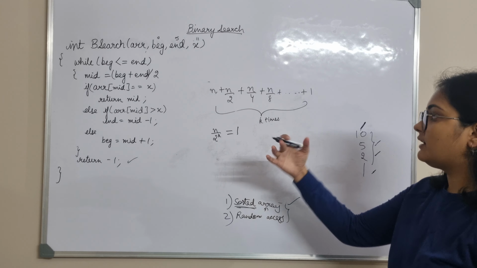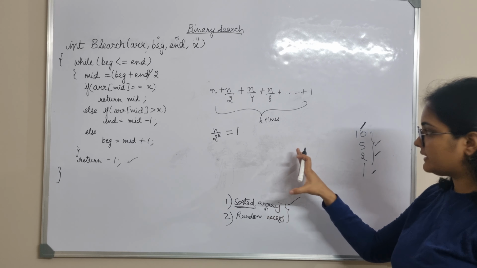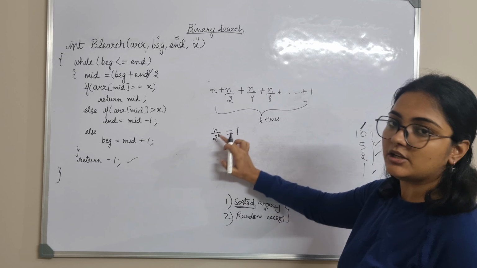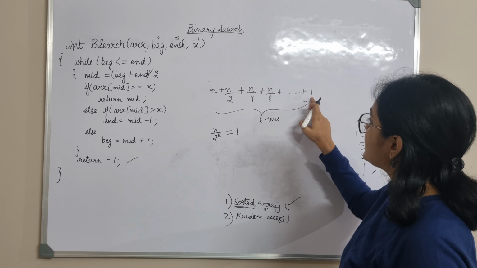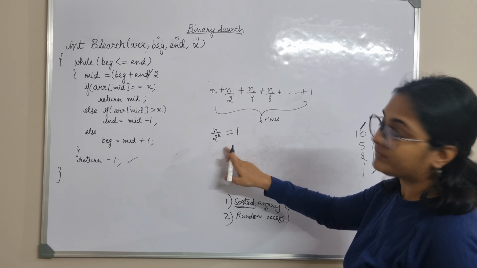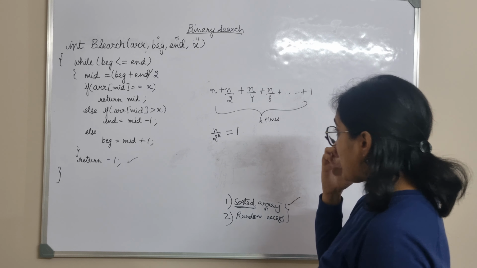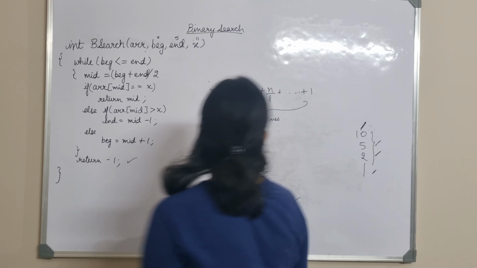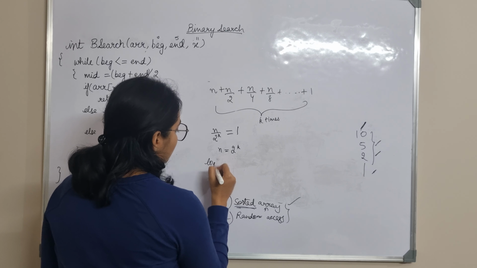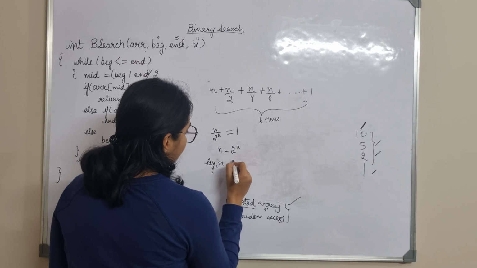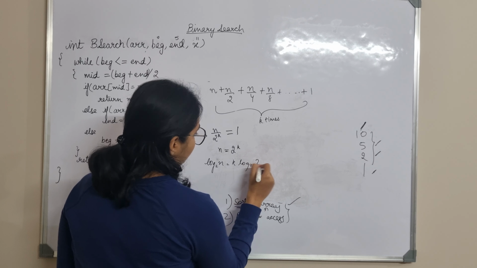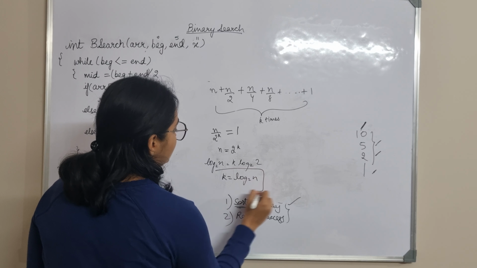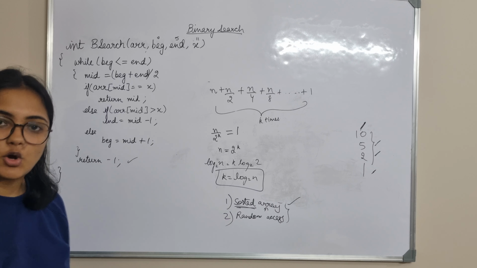If you have read about time complexities, right? Then n by 2 power k till what? 1. K times this is running, right? Now we need to find out k. So what is 1 in the form of n by 2 power k? K is the number of times the loop has run, right? Now n is equal to 2 power k. Let's take log on both sides. k is equal to log n. So this loop runs log n times and these steps are constant.